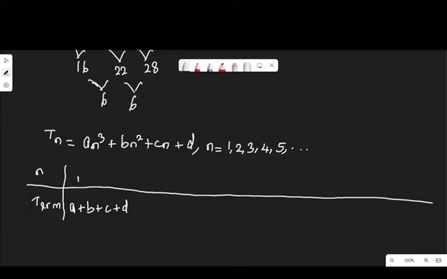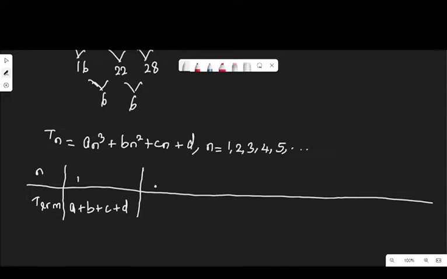What I did here is to put 1 into this equation, using it to replace n. When n is 1, 1 to the power of 3 is 1. 1 times a is a. 1 to the power of 2 is still 1, times b is b. Then 1 times c is c. And then this d, I brought it down there.